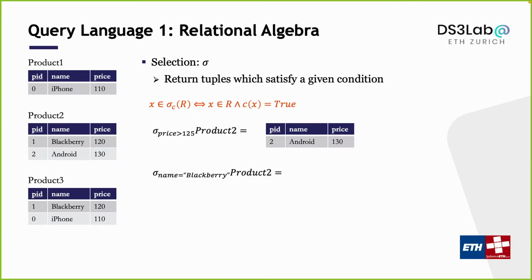And then you can do different types of conditions. For example, you can have a different selection query over product 2 where my condition is that the name equals BlackBerry, and then you are going to have the result look like this.